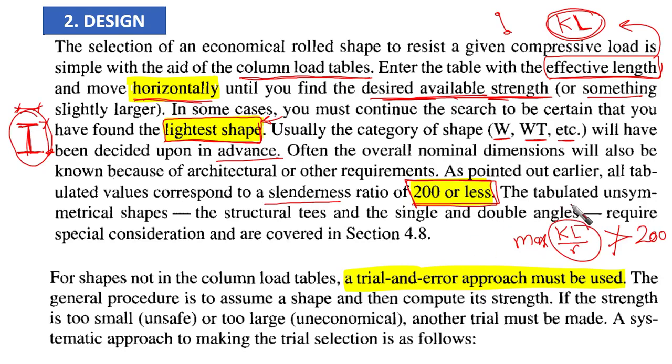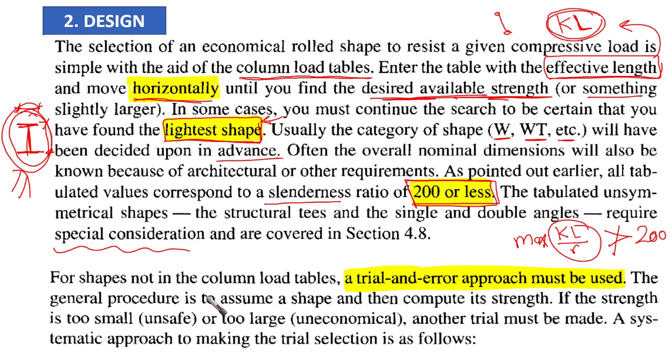The tabulated unsymmetrical shapes, the structural T's and the single and double angles, require special consideration and are going to be covered later. So we are going to talk about the symmetric shapes. For today we're not going to deal with the unsymmetrical shapes.